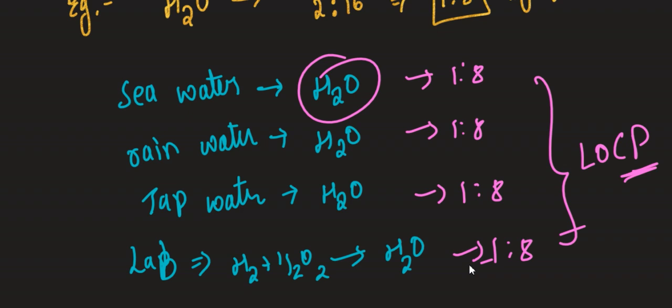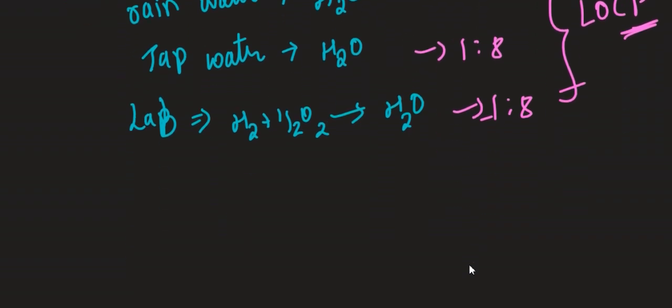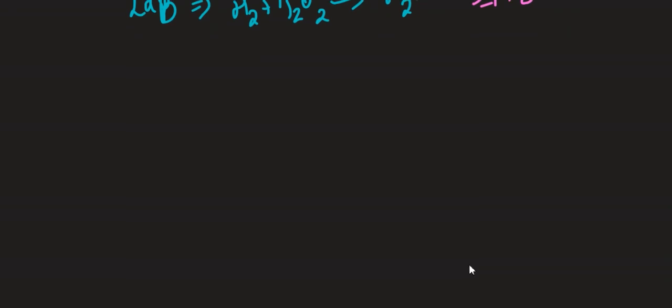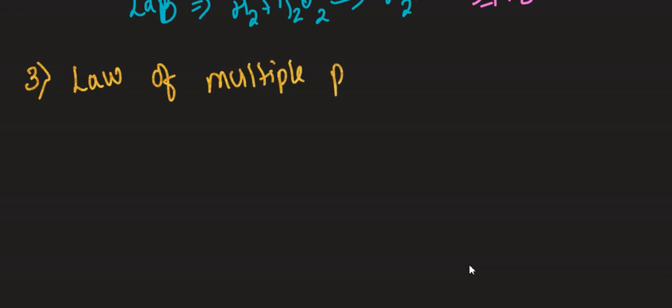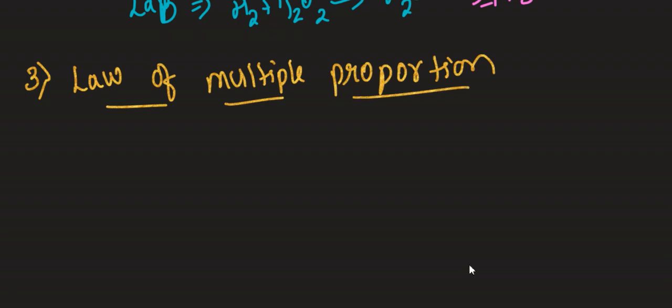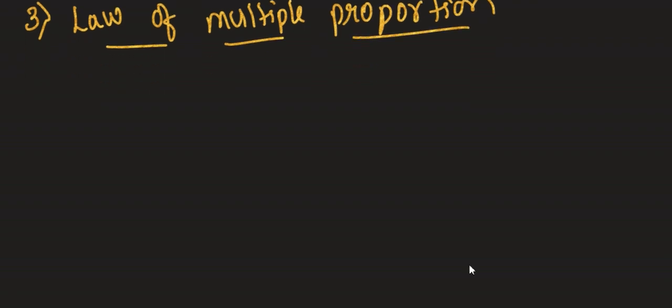Whatever experiment they perform, the ratio of the mass of water is always 1 is to 8. Clear till here? I hope you people understood this theory. Let us go with the next one, the third theory, which is nothing but the law of multiple proportion. So let us try to understand the law of multiple proportion here.